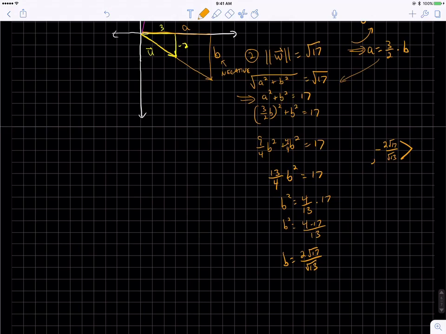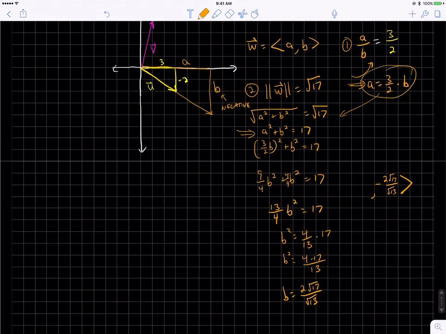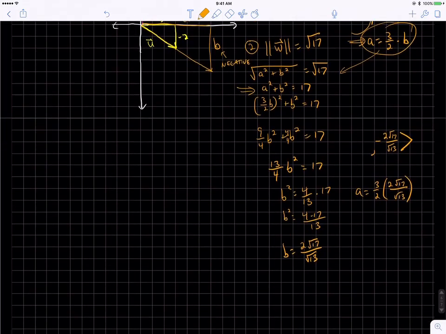How do I get the horizontal? I'd go back to this equation up here and rewrite that, solving for A, where I plug in my B. So it's 3/2 times 2 root 17 over root 13. So A is going to be, the 2's would cancel, 3 root 17 over root 13. And that is going in the positive direction. So that's 3 root 17 over root 13.